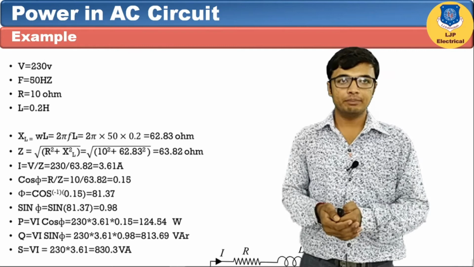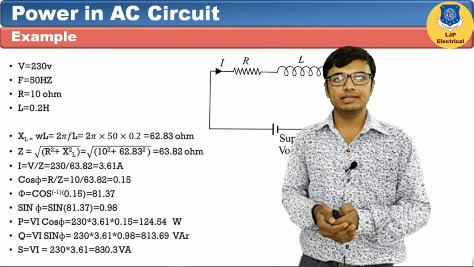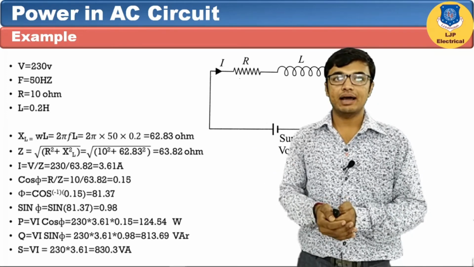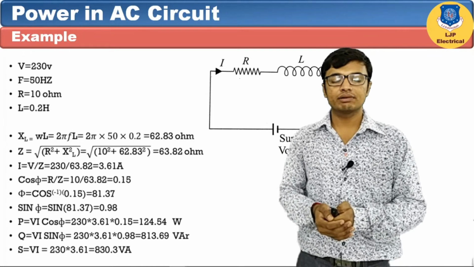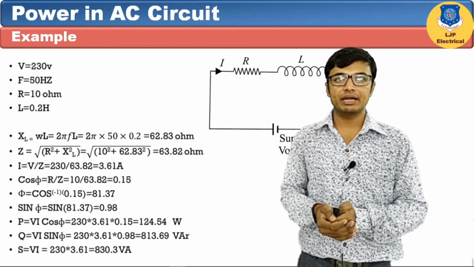Let's see one of the example. Here we have given data of RL series circuit. In data given that V is equal to 230 volt, F is equal to 50 hertz, R is equal to 10 ohm, and L is equal to 0.2 Henry. And we have to find out active power, reactive power, and apparent power.